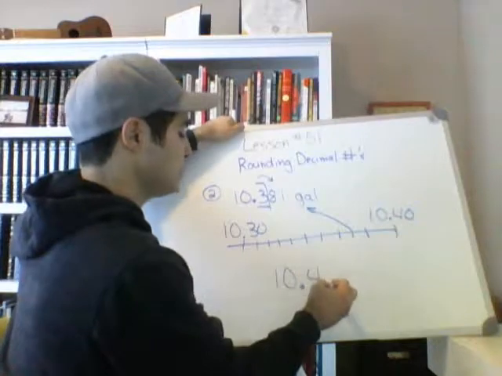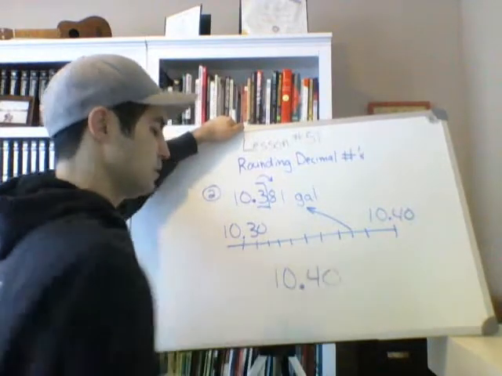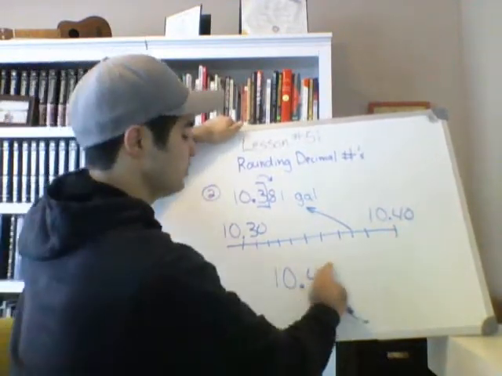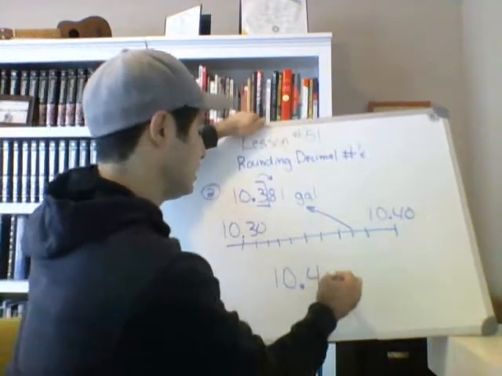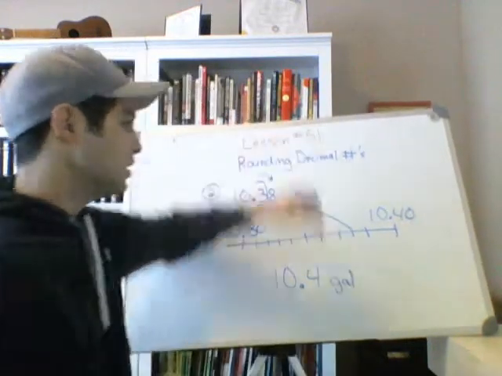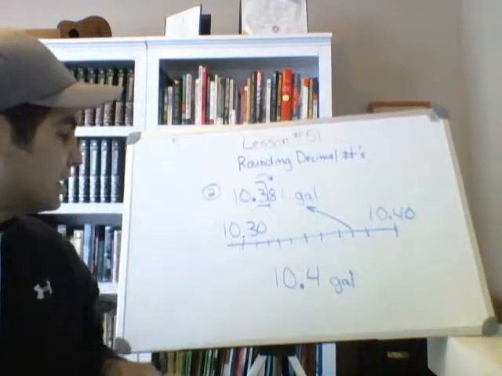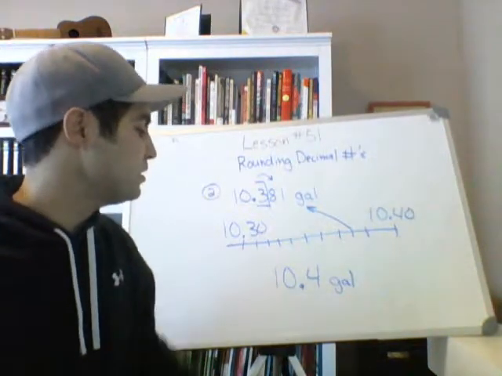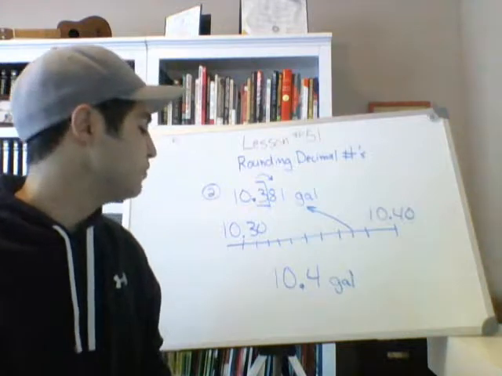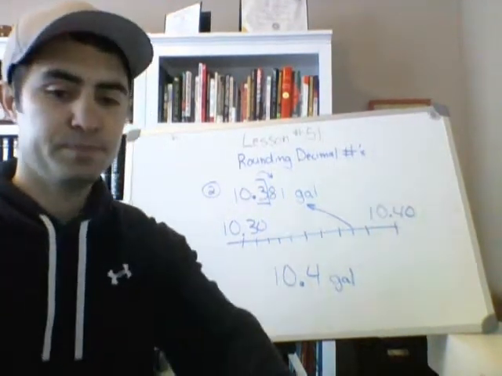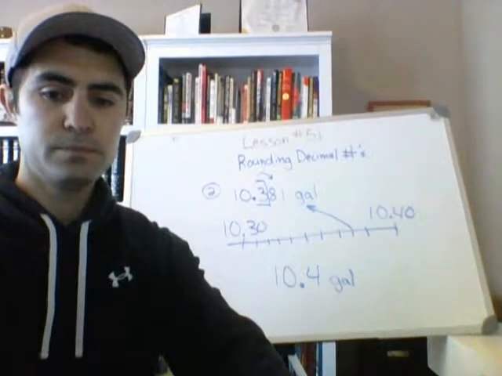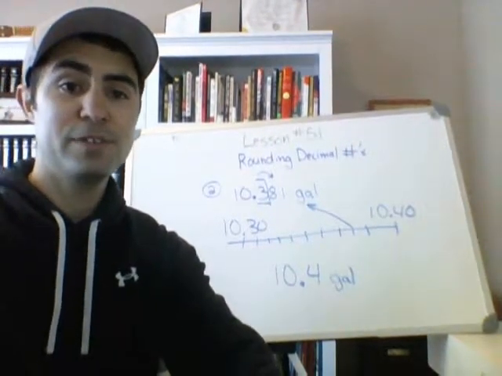10 and 4 tenths. 40 hundredths, you could reduce that decimal to 10 and 4 tenths gallons of gas. So you almost got 10 and a half gallons of gas. So 10.4 is 10 and 4 tenths. That's pretty close to a half a gallon. If I can stop this video.